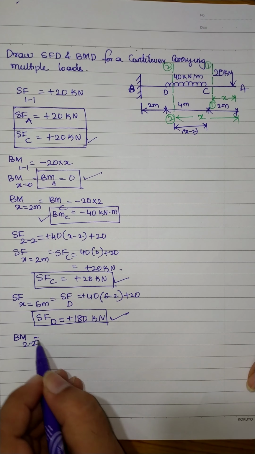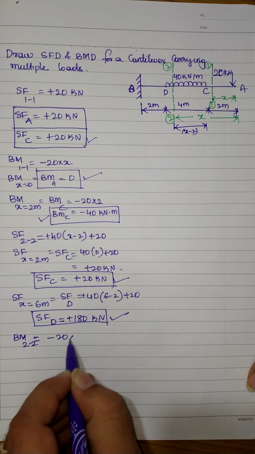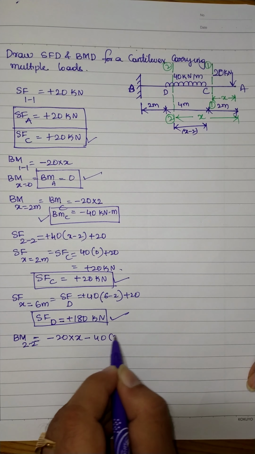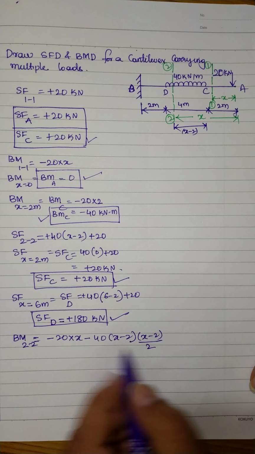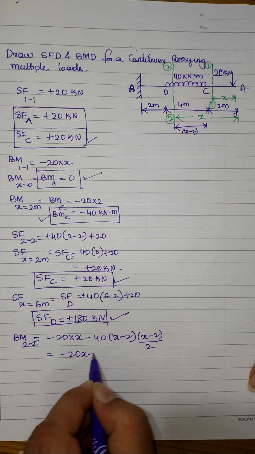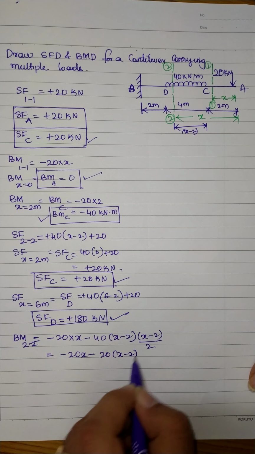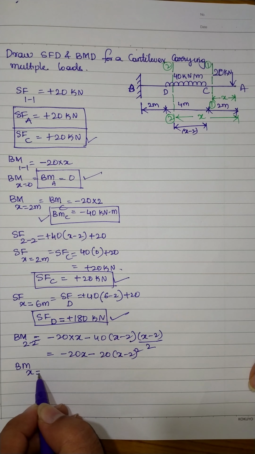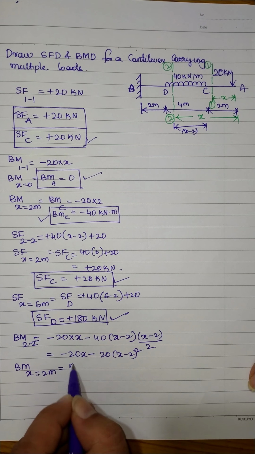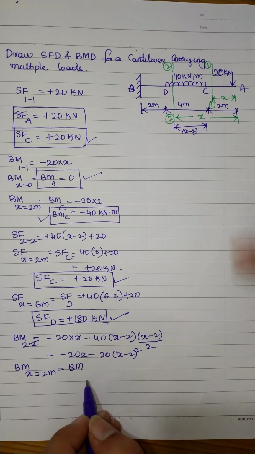So we can calculate this as minus 20 multiplied by x, minus 40 into (x minus 2), multiplied by (x minus 2) divided by 2. So this can be written as minus 20x minus 20 times (x minus 2) squared. Bending moment at a section of x equal to 2 meter, that means bending moment at point C.